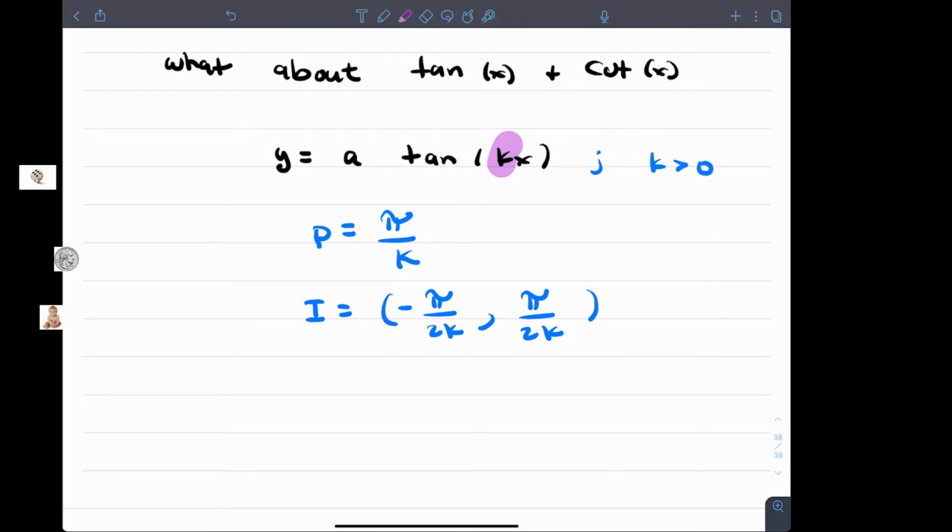And again, I'm going to put this in red here, not amplitude. So they should never ask you what's the amplitude for a tangent curve. It's not defined for it, okay? A could be positive or negative, though.